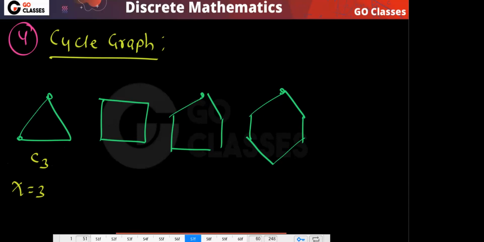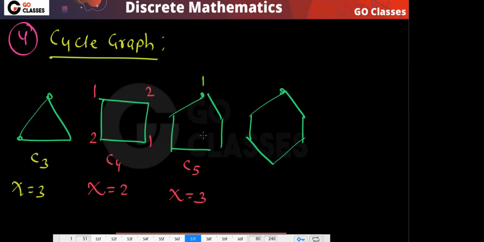In C4, I can give color number 1 here. I cannot reuse color number 1 next to it, so let me give color number 2. Can I reuse color number 1 here? Yes. Can I reuse color number 2 here? Yes. So for C4 the chromatic number will be 2.